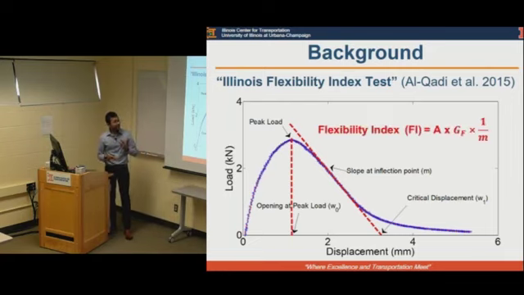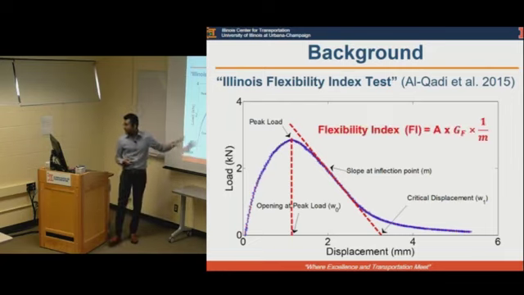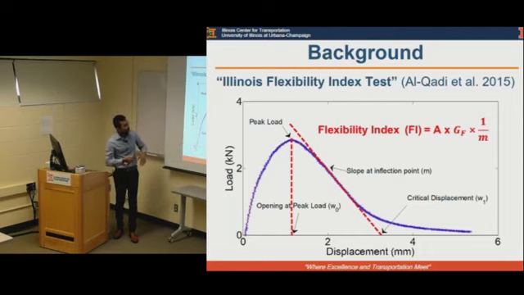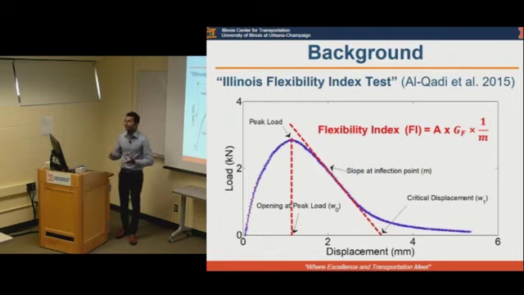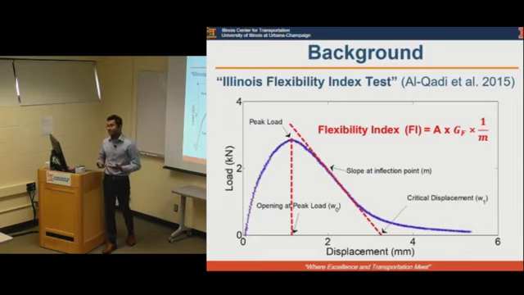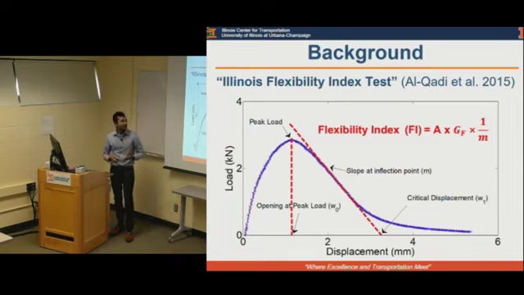So two main ingredients of this plot are, one, the work of fracture, which gives fracture energy, and two, the post-peak behavior of this load displacement curve, which is basically the slope at inflection, and will tell you about how flexible the mix is. And the higher the flexibility, the better the cracking susceptibility.